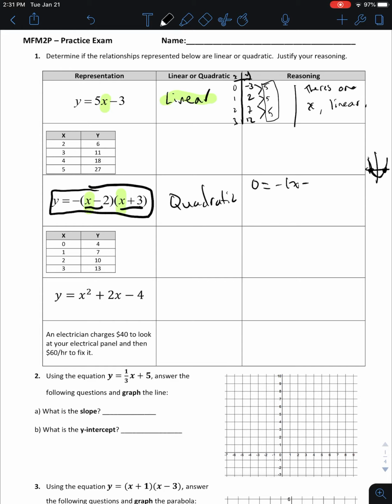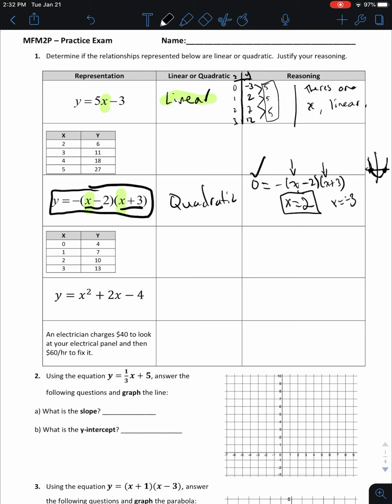That simply means if I do 0 equals negative x minus 2 times x plus 3, there exist 2 different x values where I can get an answer of 0. So if I say x equals 2 and plug in 2, I'm going to get 2 minus 2, which is 0. 0 times x plus 3, it doesn't matter. That's still 0, so that one works.